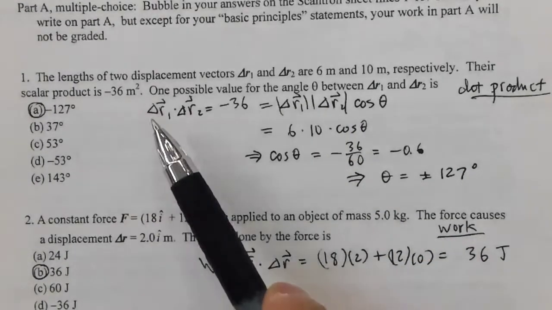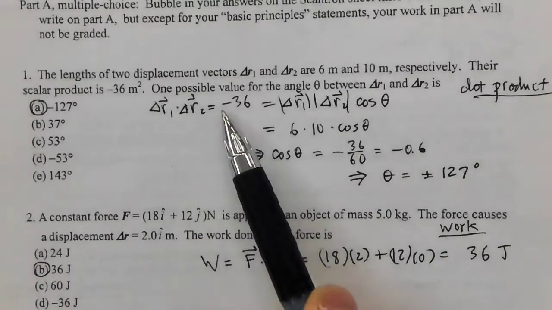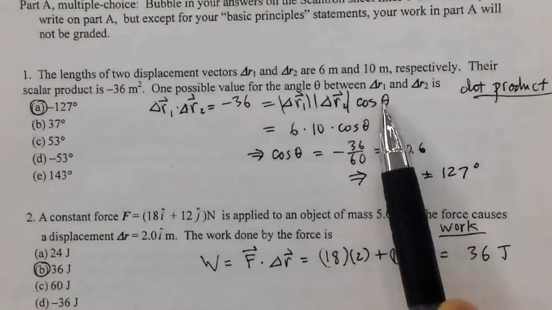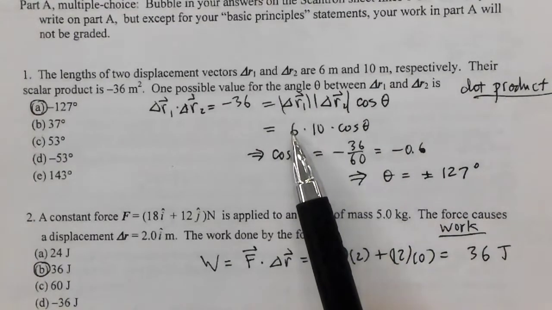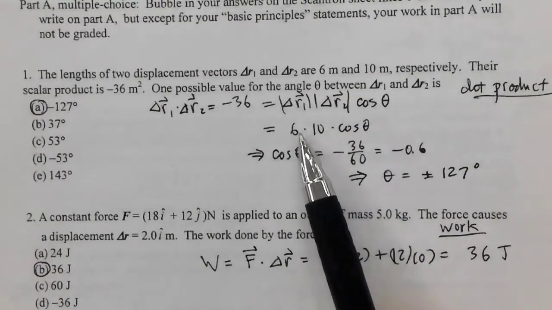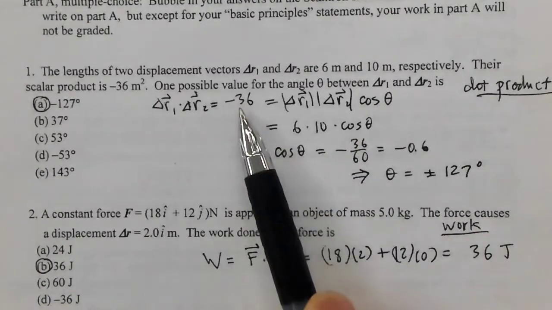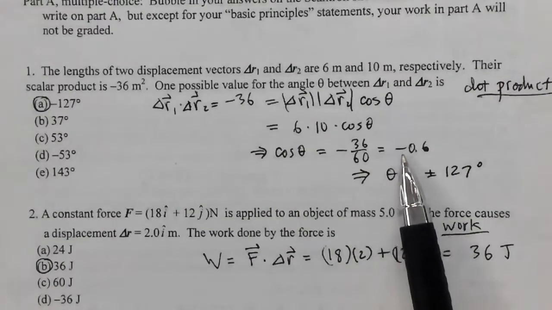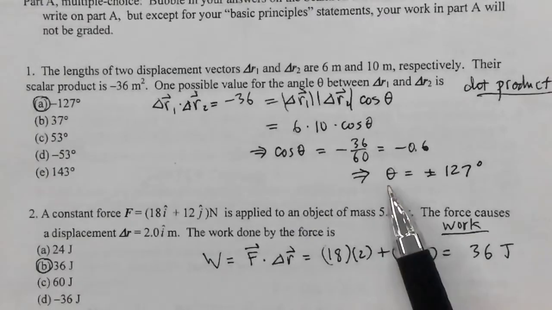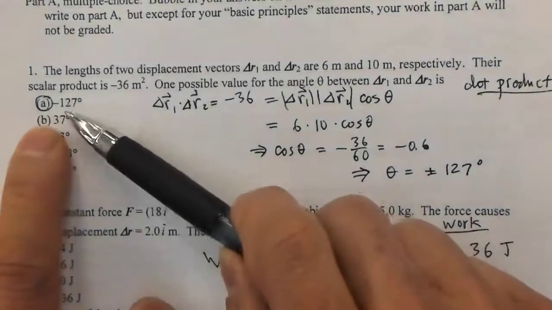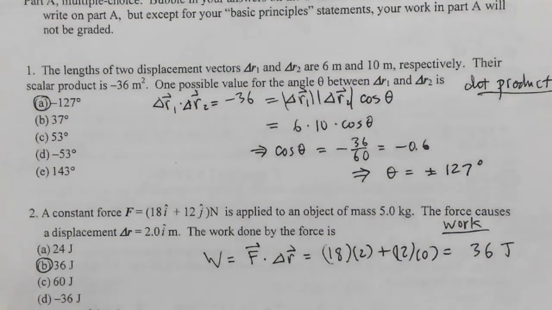Okay. So we have the dot product of delta r1, delta r2, and we're given it's negative 36. It's equal to the magnitude of r1 and r2 times cosine of theta. We're told the magnitude of r1 is 6, the magnitude of r2 is 10, so we have 6 times 10 times cosine of theta. Now we can solve for cosine of theta. It's negative 36 divided by 60, and that's negative 0.6. And so you get that theta can either be 127 or negative 127. And they were being kind of cute about it and saying they want negative 127 for the answer. Okay. Any questions about this?